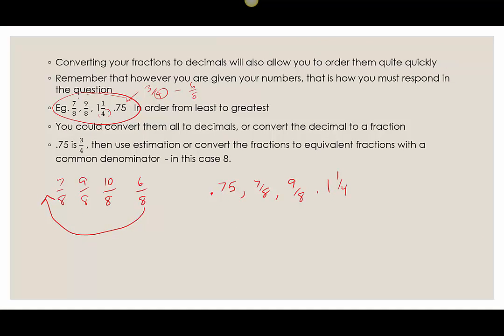The other thing that you could have done is to convert these all to decimals. So 7 divided by 8, 9 divided by 8, 5 divided by 4, and put them all into decimal form and order them that way. But because they're already mostly in fractions, it's probably easier to convert this one to a fraction. But you can do it however you want, whatever is easiest for you. Okay, so that is our converting our fractions.